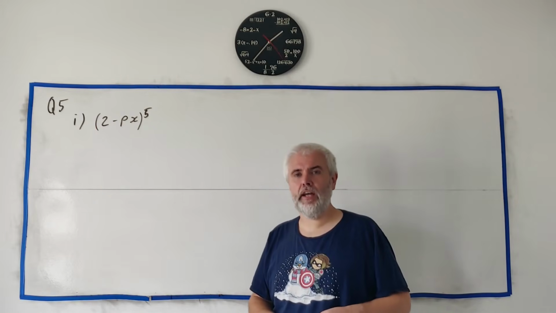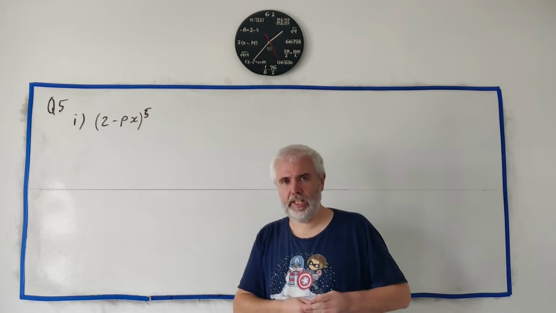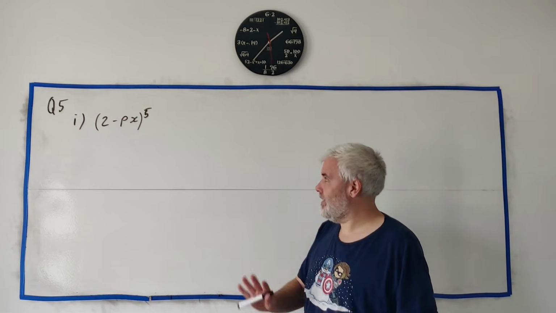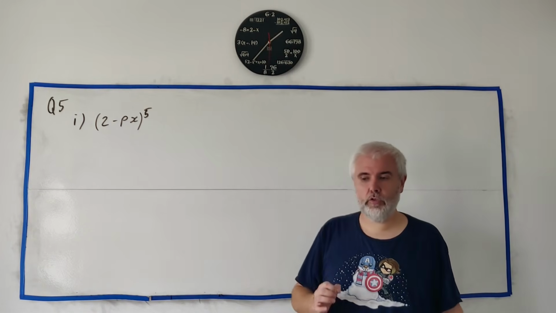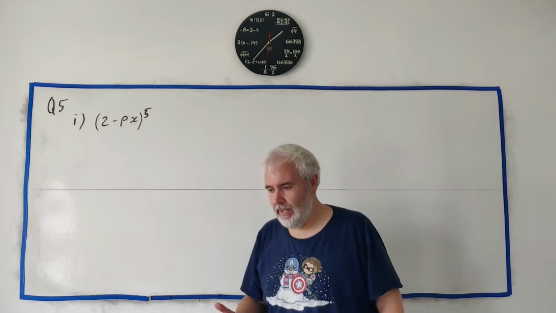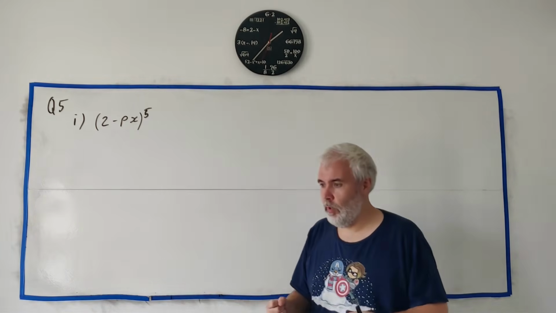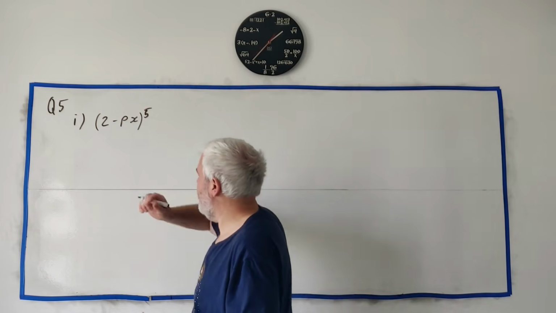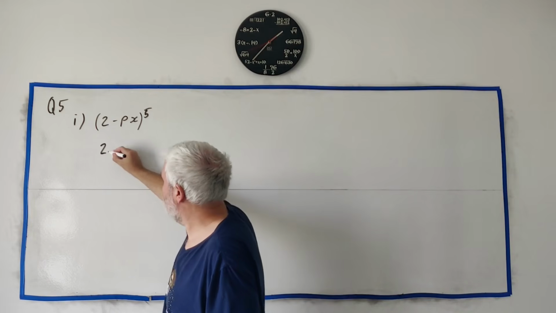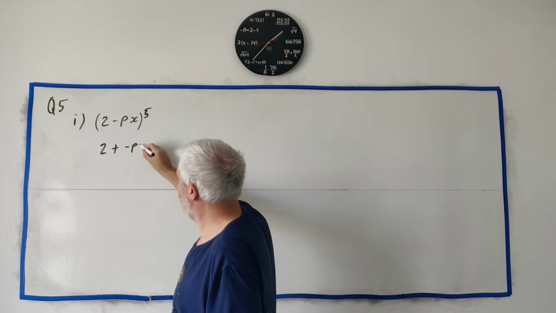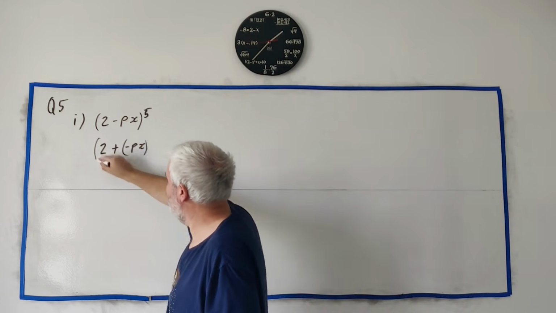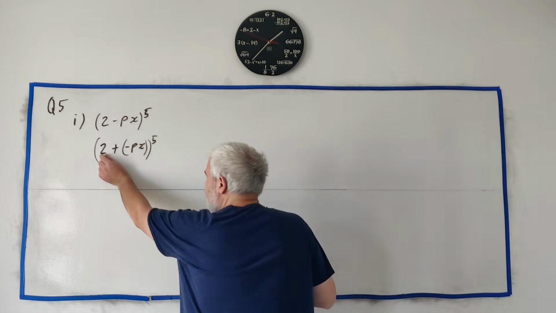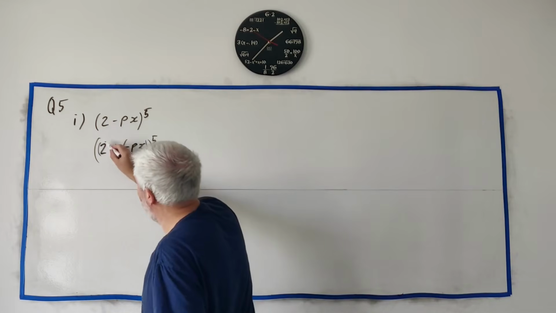In question 5, part A, they give us two expressions and they want us to expand both of them. We do them both pretty much the same way. We're going to use the binomial expansion. That's something we can use when we have two terms adding together. So that's the first thing I'm going to change to this: 2 plus minus px. Let's put a little bracket around that, just to make it clear it's its own thing. We have one thing on the left, one thing on the right, so let's put a bracket around this one as well.